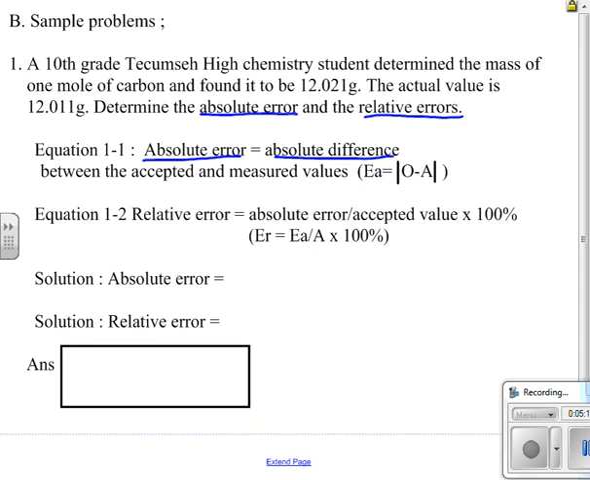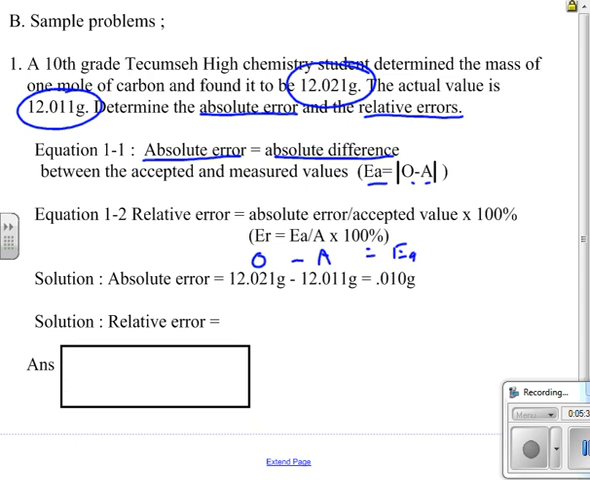and the observed values. So absolute error equals the absolute value of the difference between the observed and the accepted values. So here is the observed value, here is the accepted value, and so the absolute error simply is the difference between the observed and the accepted. So the observed minus the accepted gives you the absolute error. How much did he miss the target by? How much was he off?